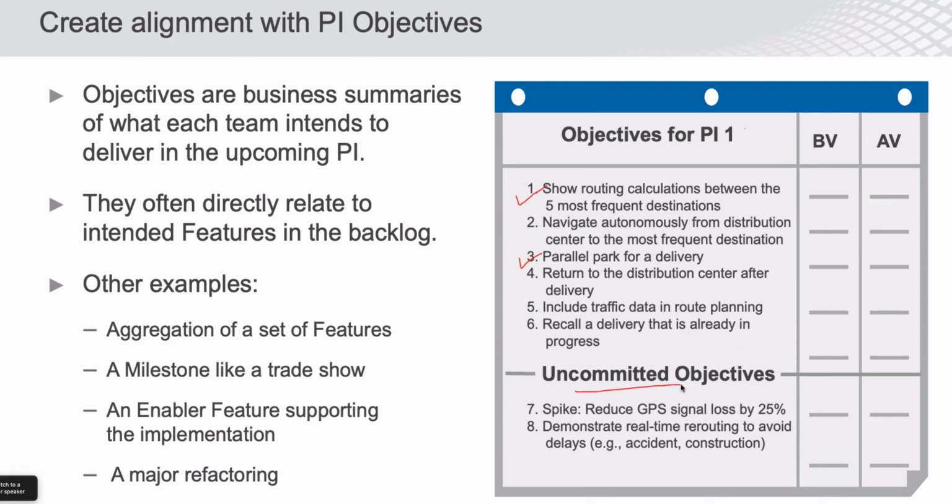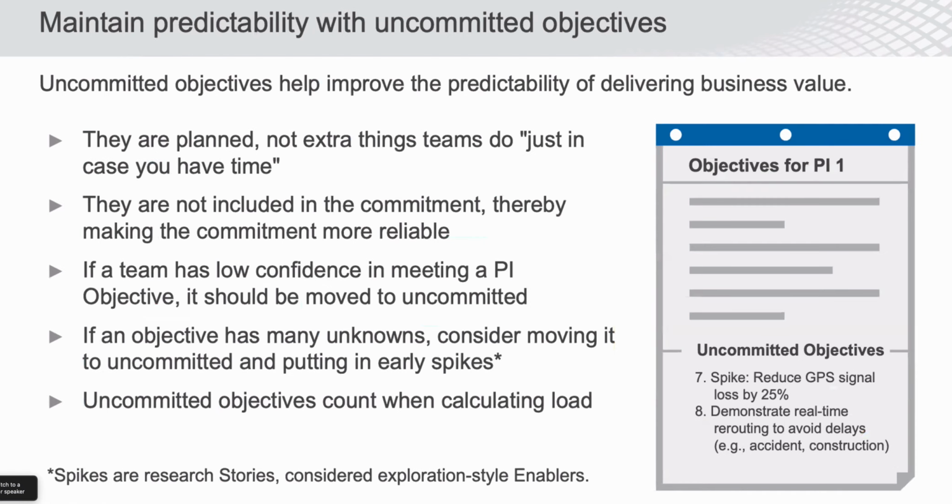Now you will also notice there is a separate section here called uncommitted. Any guesses on what these uncommitted objectives are? Extra, what did you call it earlier? Extra work that can be pulled on. Okay. Unknowns. Enablers. Yeah. Adam. Enhancements. All right. Okay. So a little bit right, and then a little bit not right.